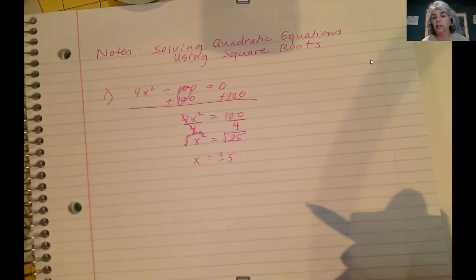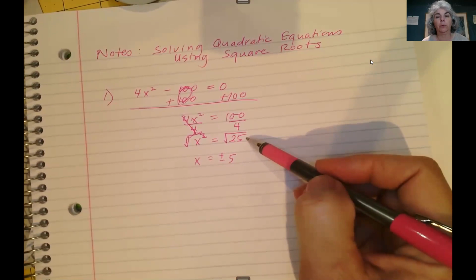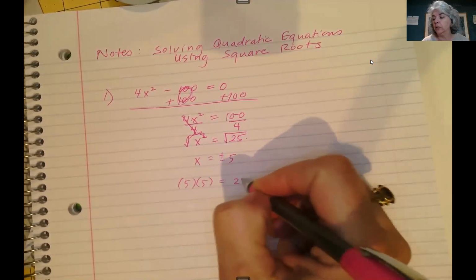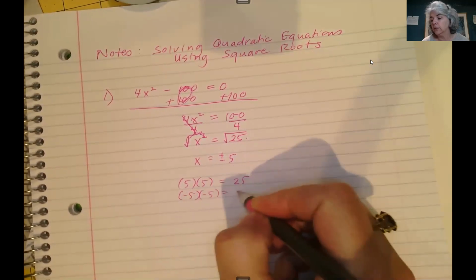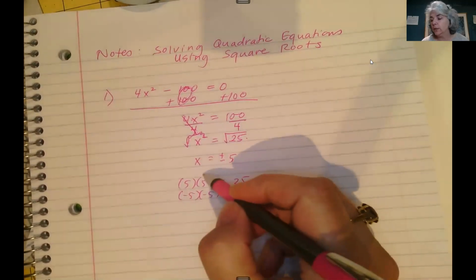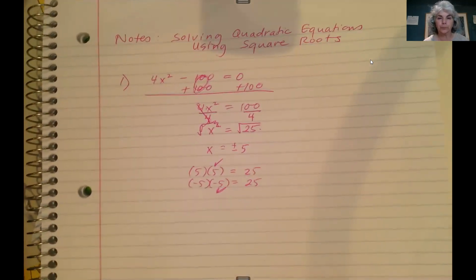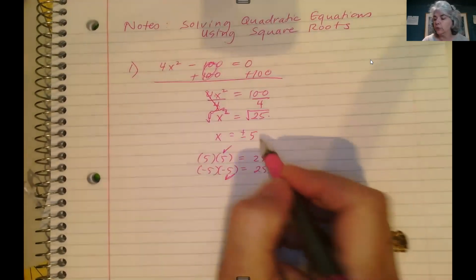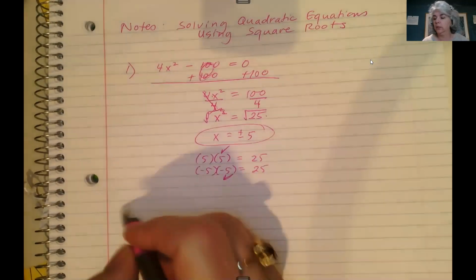The reason why it is plus or minus 5 is because what this actually means is what number times itself gives you 25. Well, I know 5 times 5 is 25, but also negative 5 times negative 5 is 25. So both of these, 5 and negative 5, are answers. Okay, we're going to go on to the next example. I'm going to circle, before I forget, that that's our answer right there, plus or minus 5.